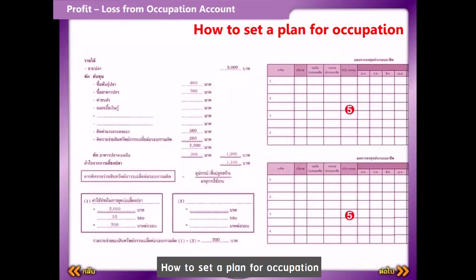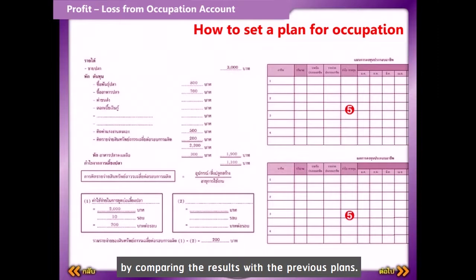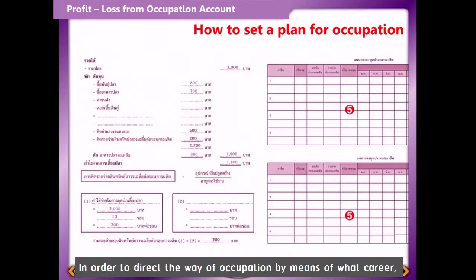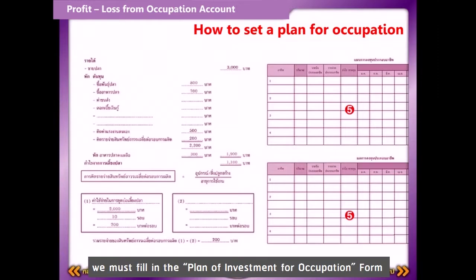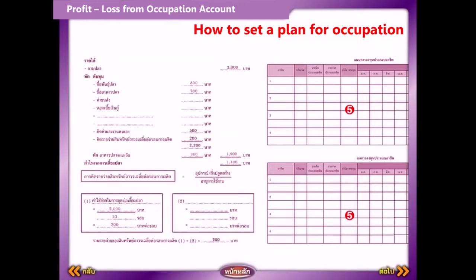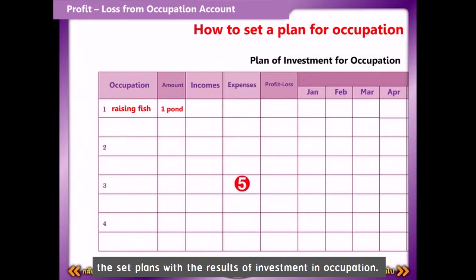How to set a plan for occupation. Owing to all results, we will get a guideline for decision-making on occupation by comparing the results with the previous plans. In order to direct the way of occupation, by means of what career, its type, quantity of production, as well as procedures and implementation, we must fill in the plan of investment for occupation form and compare with the results from the actual occupations. From the template, agriculturists can compare periodically the set plans with the results of investment in occupation.